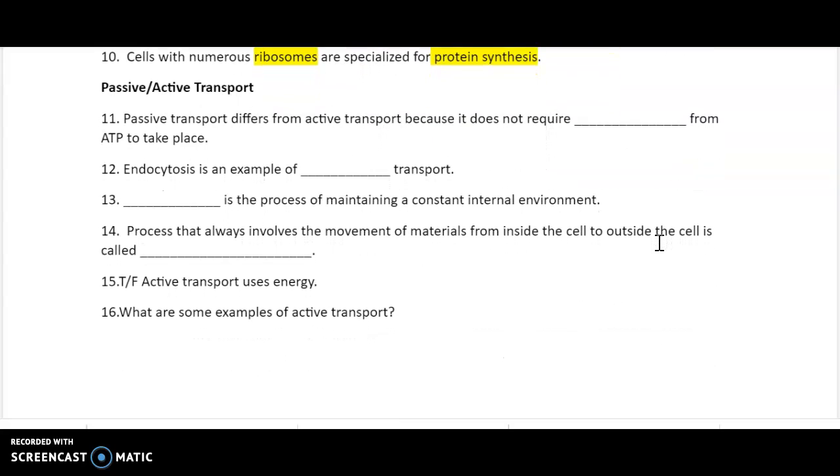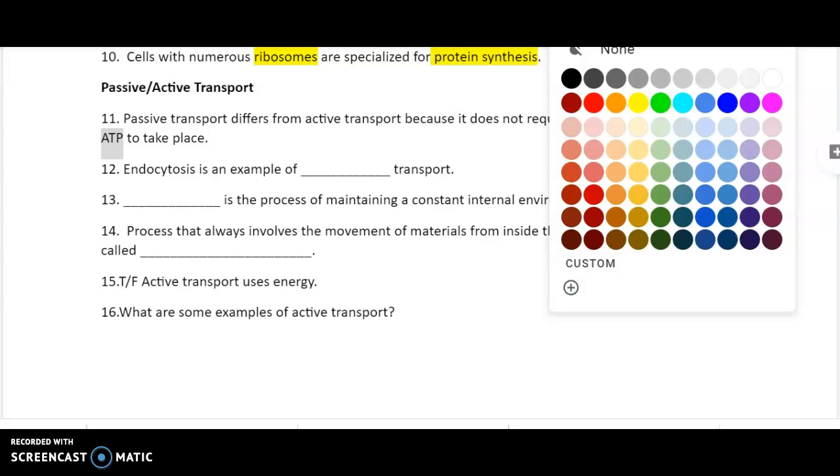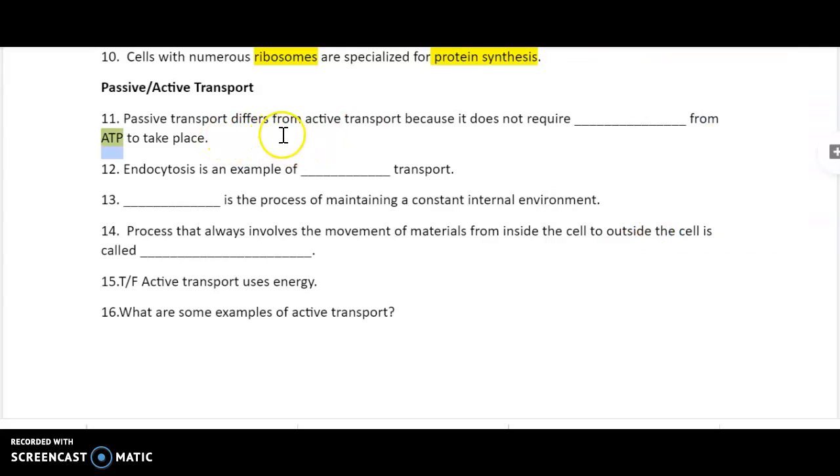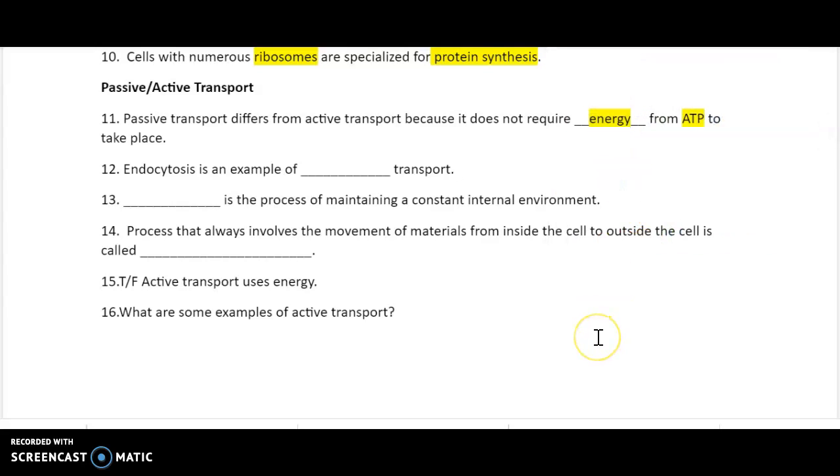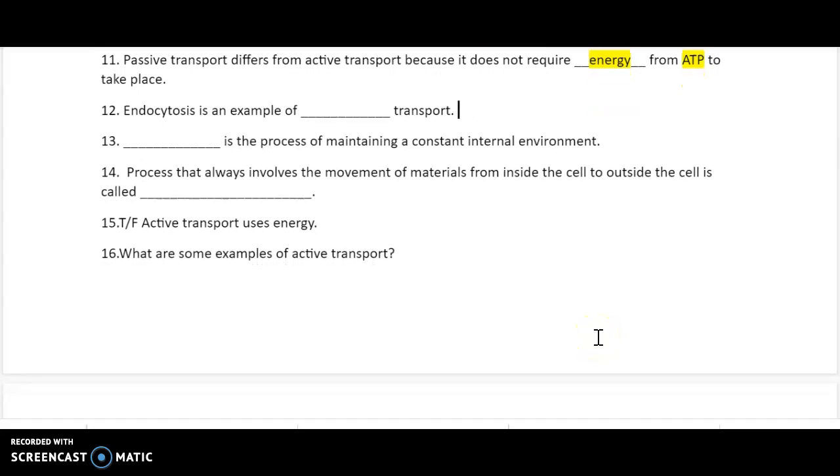Number 11. Passive transport differs from active transport because it does not require blank from ATP. Well, even if you're not sure what it doesn't require, if you see ATP, we know that ATP is energy. So passive transport differs from active transport because it does not require energy from ATP. Passive does not require energy. It's going to happen either way. It does not require energy.